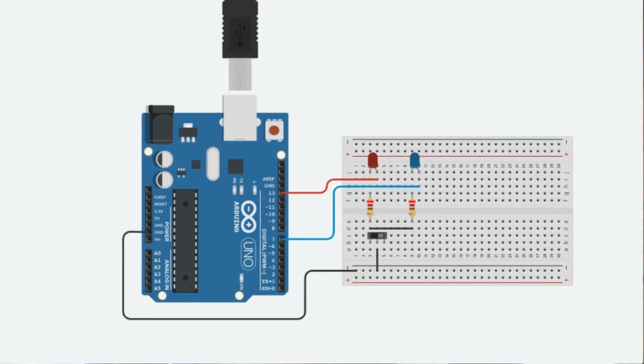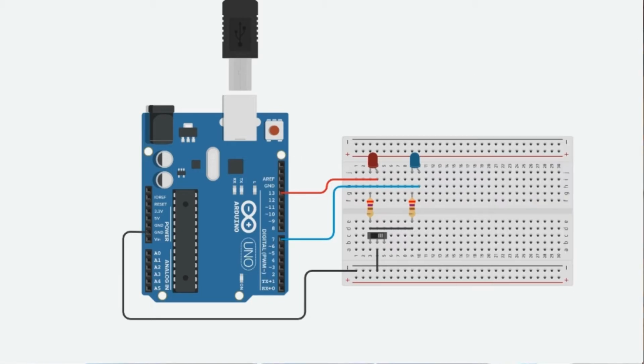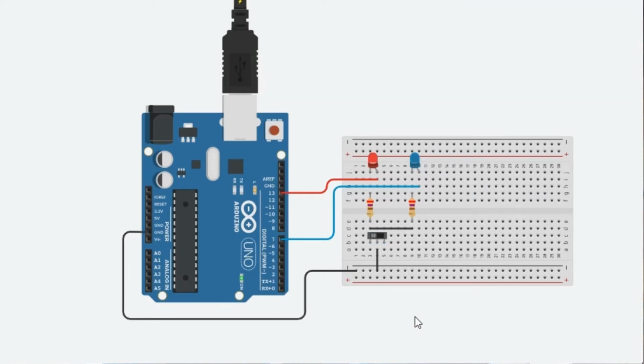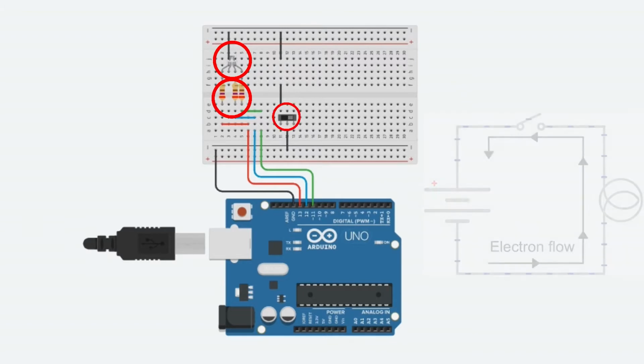In this circuit, the electrons flow from the ground pin of the Arduino through the switch and resistors of the LED and back through the 7 and 13 digital pins. The current will always flow through the ground pin of the Arduino because it is the cathode, aka the negative terminal.